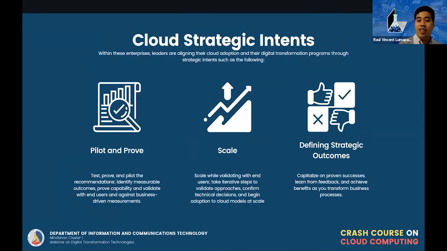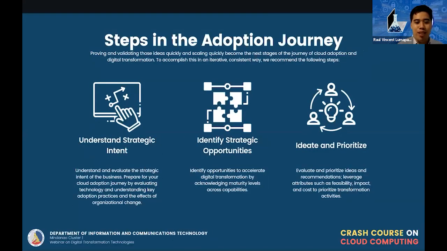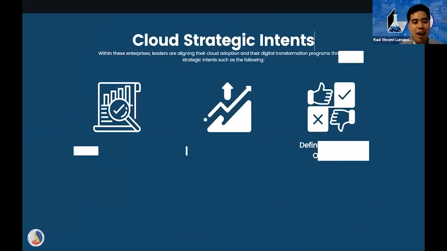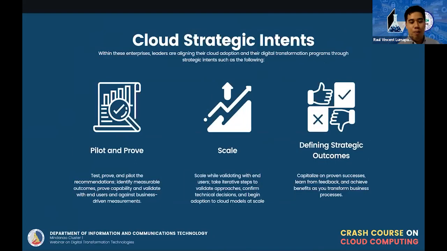These are the cloud strategic intents. What we call this, the steps in the adoption journey. Pilot and pivot. So, pilot and prove.